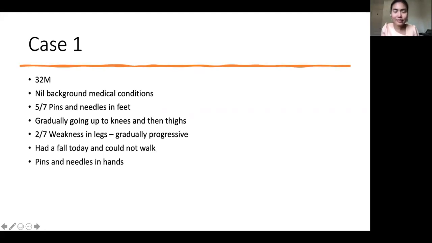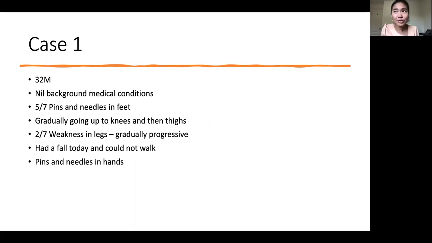Now, case one. It's going to be an interactive session, so you really need to stay awake. The first case, a 32-year-old gentleman with no background medical conditions presented with a 5-day history of pins and needles in his feet, which gradually went up to his knees and then thighs, followed by weakness in his legs.